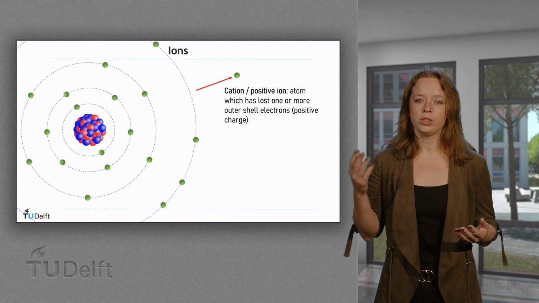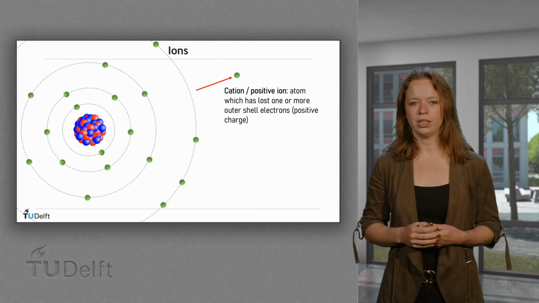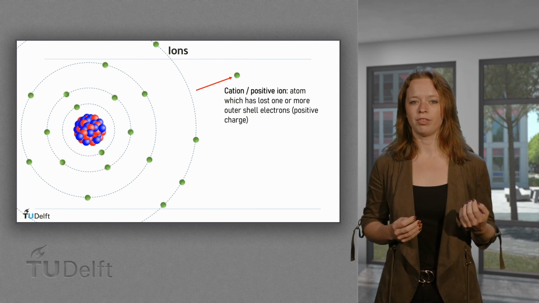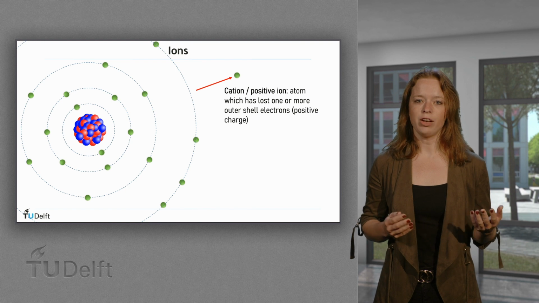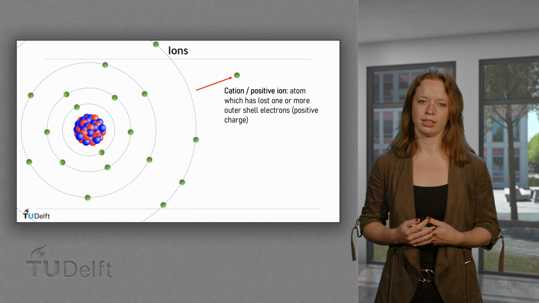If an atom loses an outer shell electron, the number of positively charged protons in the nucleus will be larger than the number of negatively charged electrons. The atom then has an overall positive charge. We call this a cation.